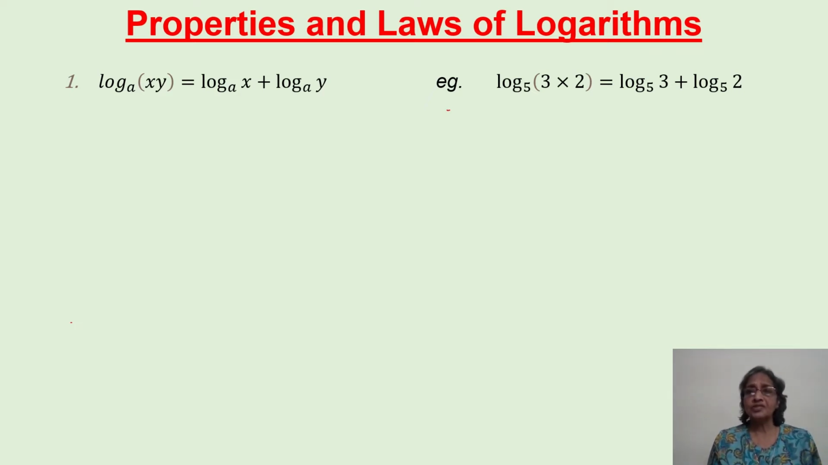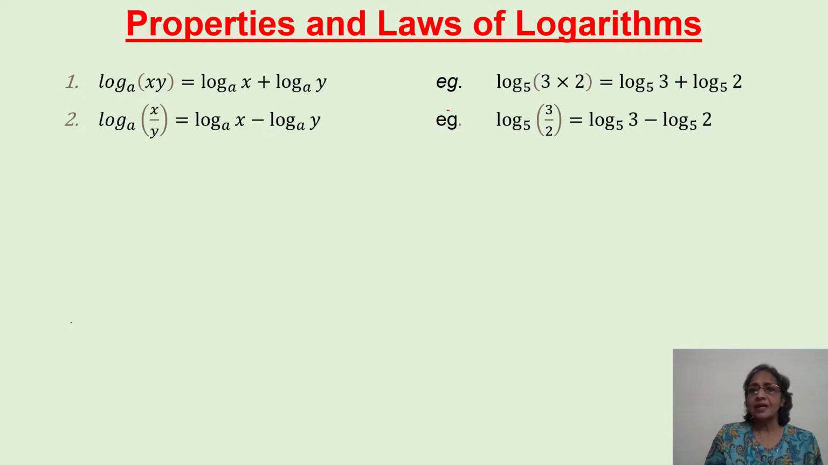So you open out this bracket, it comes out to be log of 3 to the base 5 plus log of 2 to the base 5. Now it can be used both ways, vice versa also. So sometimes in your problems, if you are given log of x to the base a plus log of y to the base a, you can simply write it as log of xy to the base a.